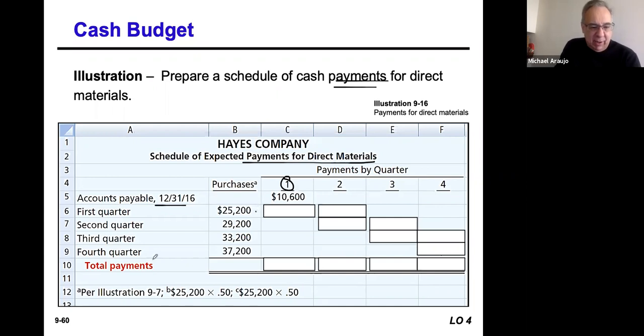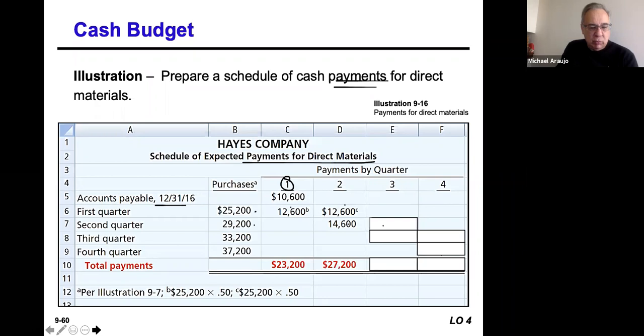And then half of that number is going to be also paid up front. So for direct materials, we need to cough up 23,200 in the first quarter. So again, half of the materials that you need in the first quarter are paid in the first quarter, the other half in the second quarter. And so that other 12,600 will be paid in the second quarter. You need 29,200 in the second quarter. You're paying half now and half in the next quarter. So you're splitting that number in two. But as you see, you get a total. You need $27,200 of cash to pay for those materials in the second quarter.